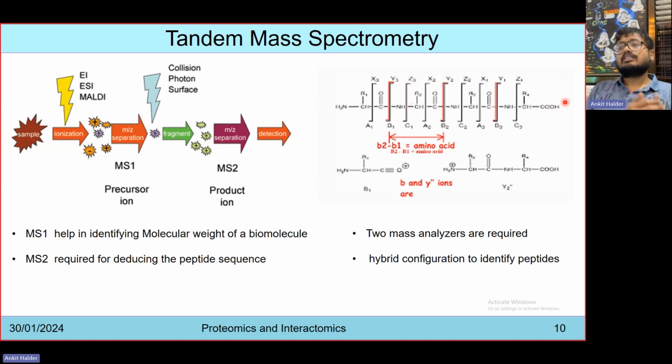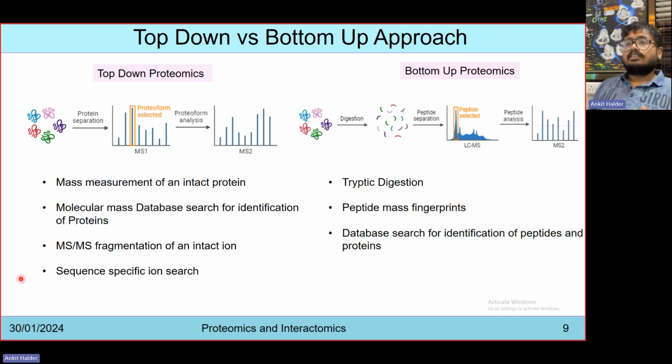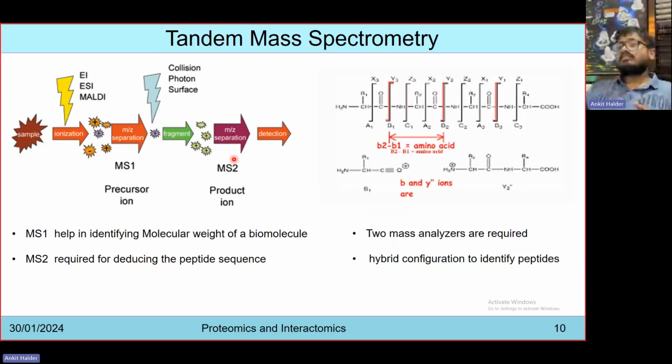So that's why these two mass analyzers are required, and that's why we have used terms like MS/MS fragmentation. After the ionization at MS1, we get fragmentation at the MS2 level, showing the different ions to finally conclude the sequence of the peptide. And that's why a hybrid configuration is needed to identify the peptides.